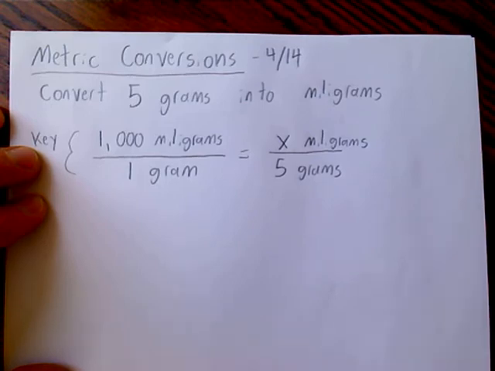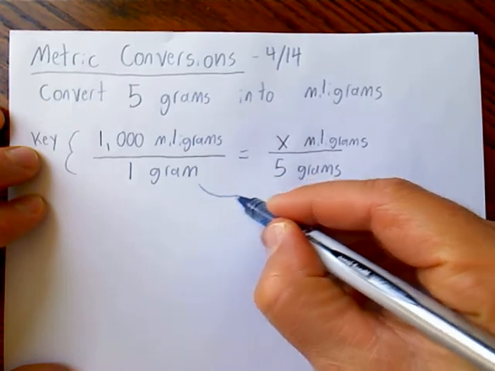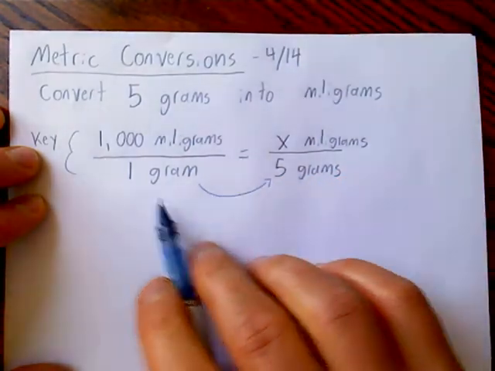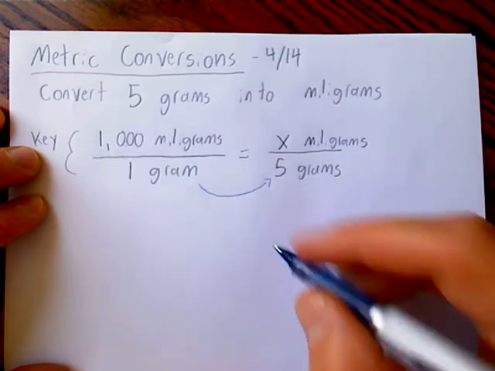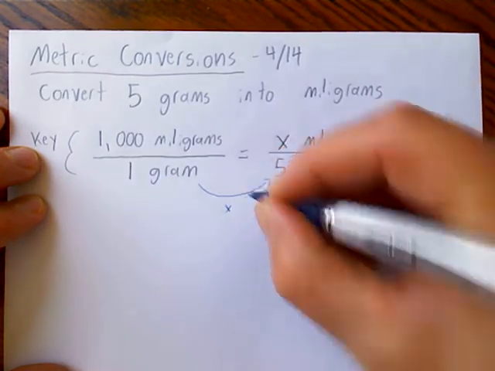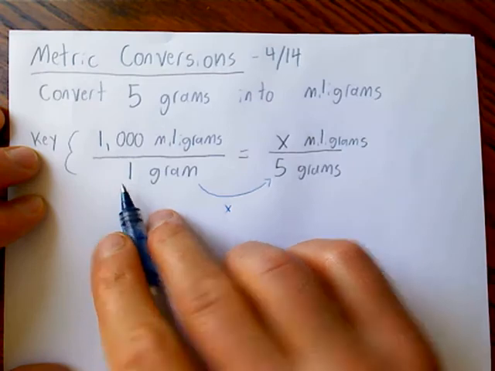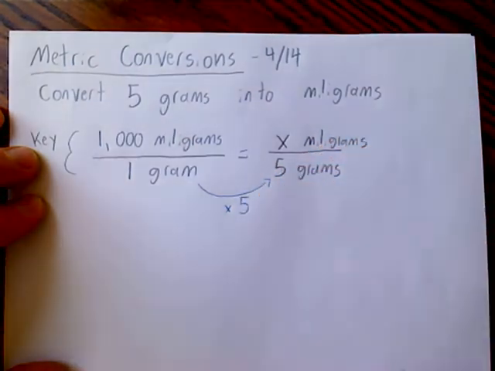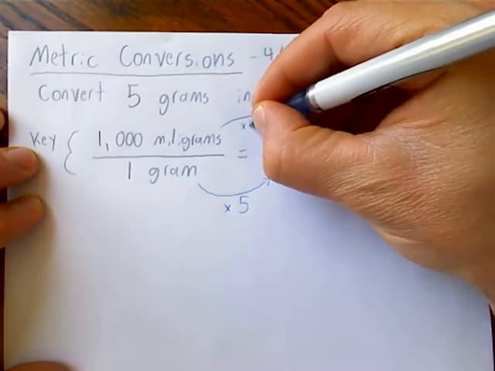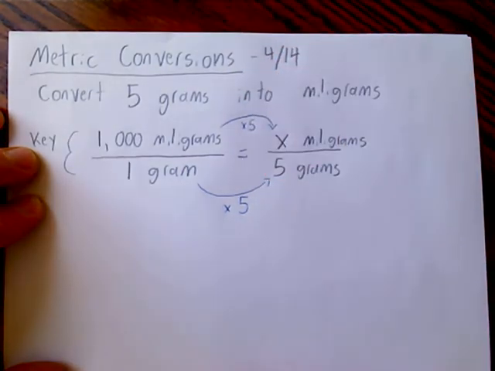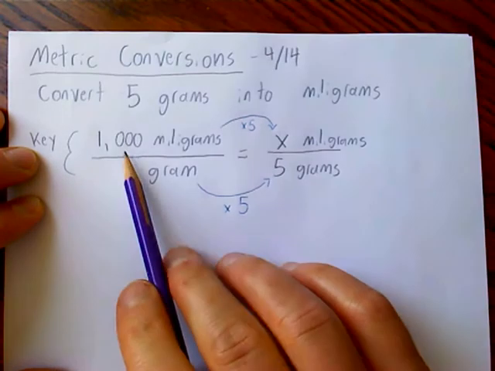Well, first we try to make it easy on ourselves and we see if there's a relationship. And in this case there is. How can I jump from 1 to 5? Well, since my number is getting bigger, I know that I'm going to multiply. What am I going to multiply? Well, we know 1 times 5 is 5. So there's my relationship right there. I'm going to apply it up here, times 5. Now I just need to work this out.